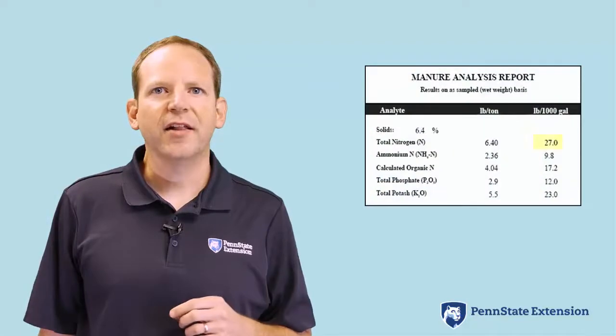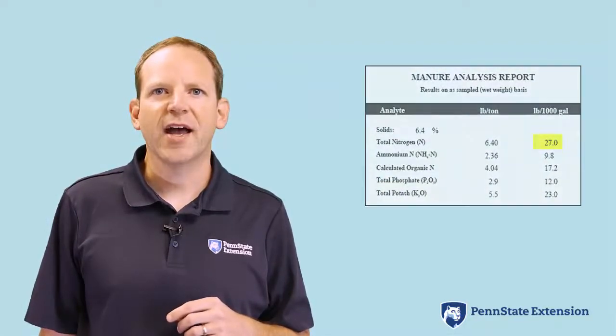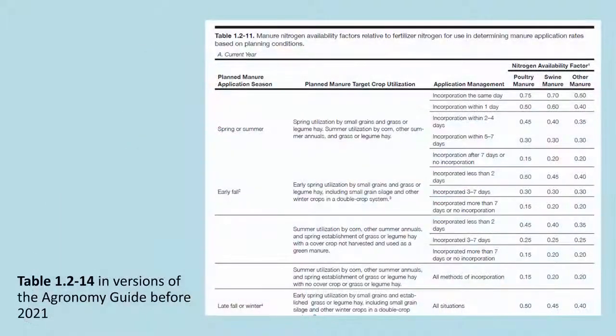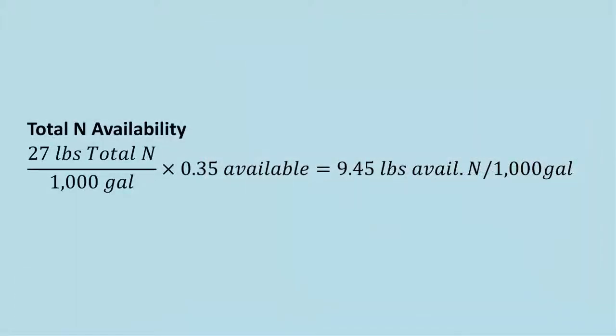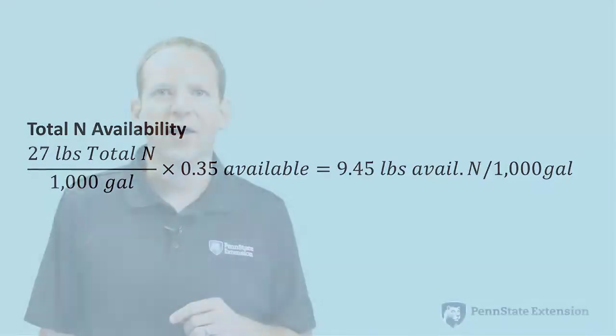Let's look at an example of using Table 1.2-14 to calculate available nitrogen in our dairy slurry. The slurry has a total N analysis of 27 pounds per 1,000 gallons. Based on application management of spring spreading for a summer crop with 2 to 4 days until incorporation, the availability factor for total N would be 0.35. Taking our total N analysis in the manure of 27 pounds per 1,000 gallons times the availability factor of 0.35 gives us 9.45 pounds of available N per 1,000 gallons.